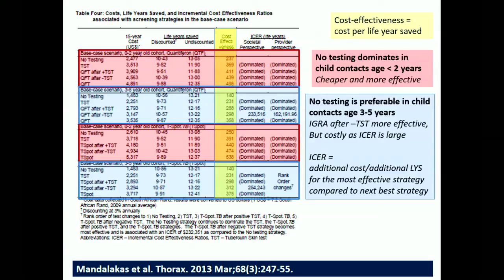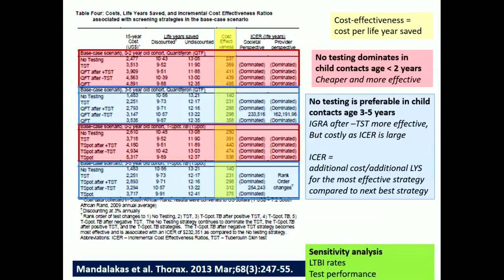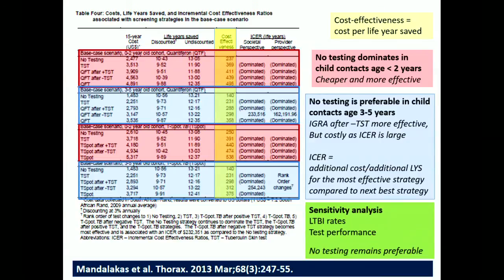And so we talk about incremental cost effectiveness ratios now. In this scenario, the incremental cost effectiveness ratio is the additional cost per additional life year saved. And it's like $250,000 for each additional life year saved, which is a lot of money even in the US, as I look at Andrea's face. Okay, so we did sensitivity analysis looking at LTBI rates and test performance, ranged them broadly, and it didn't change anything in the model.